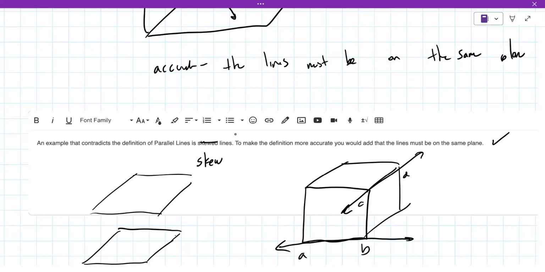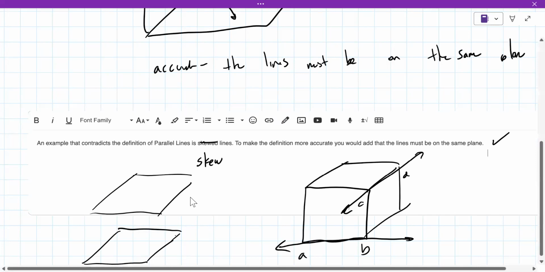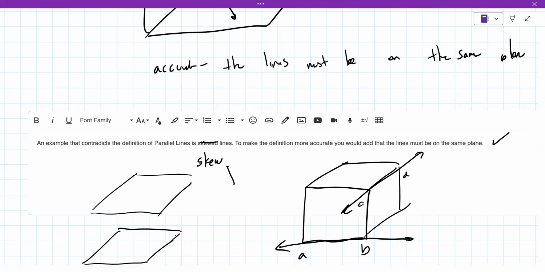Does it need to be long? Do you elaborate more on the thing here? I'm always for less is more, but again, I don't grade these things. I think you might want to say what it means for them to be skew: that they don't intersect because they are not on the same plane.